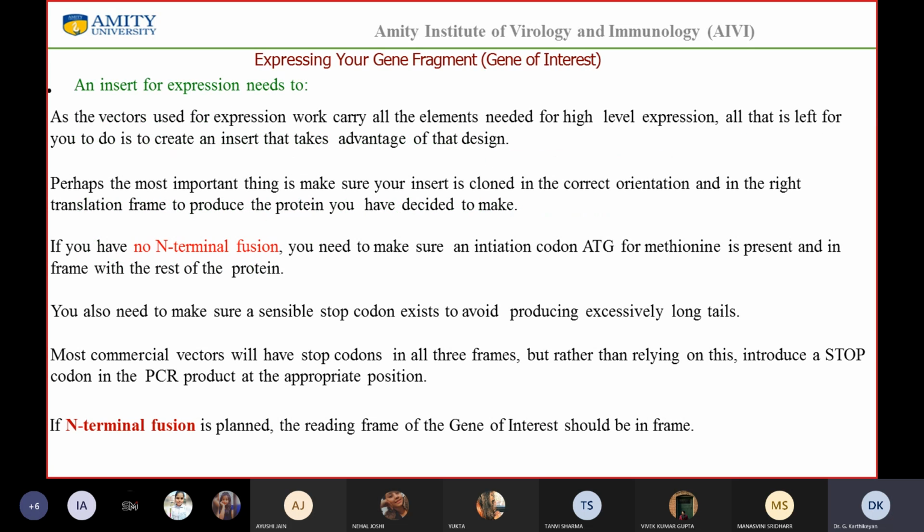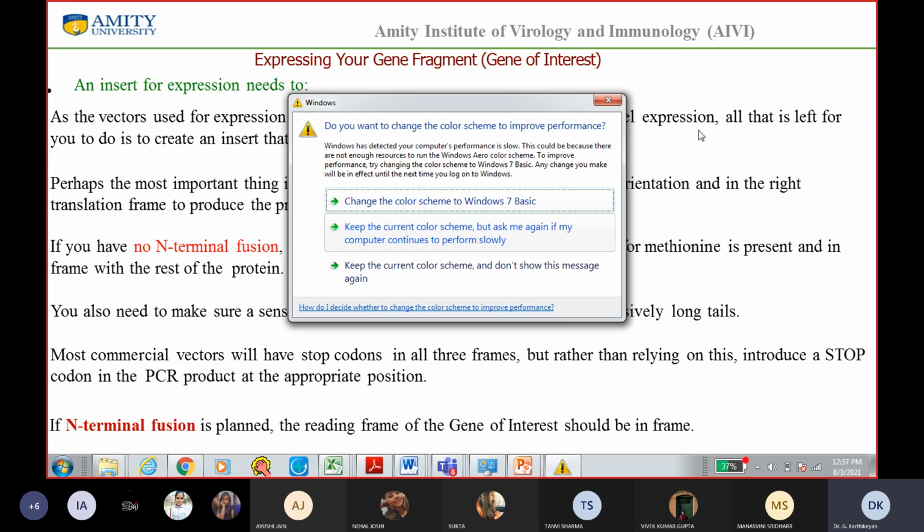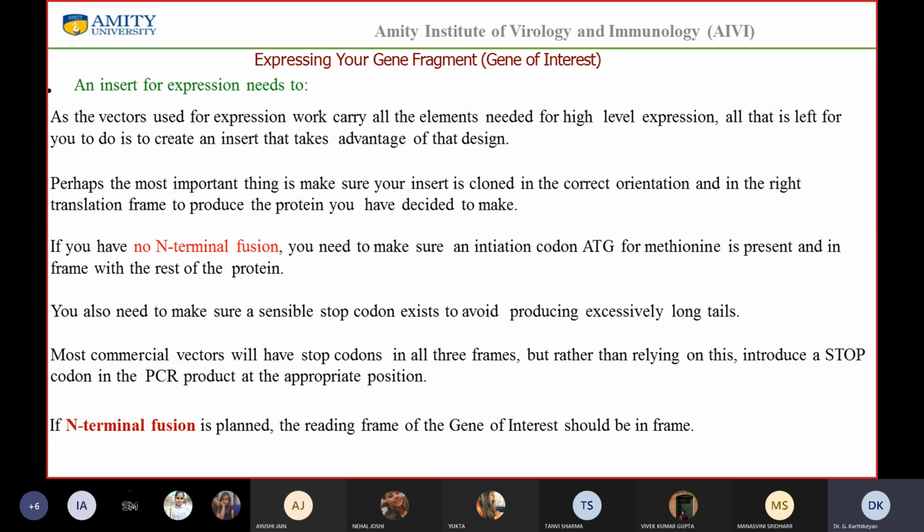Okay. So, expressing your gene of interest. We have cloned it. We have chosen the pET system. We are in the process of trying to express this. So what is it that we need to do? An insert for expression. An insert is your gene fragment, which is called the GOI. The vectors that are used for expression essentially carry all the elements that are needed for high level expression. All that we need to do is to create an insert that takes advantage of this design.